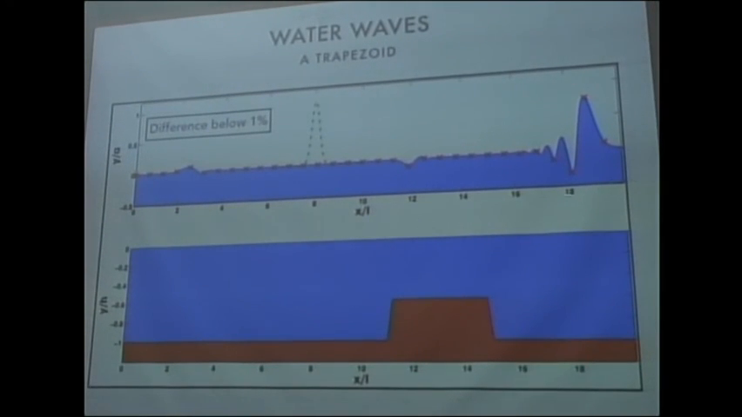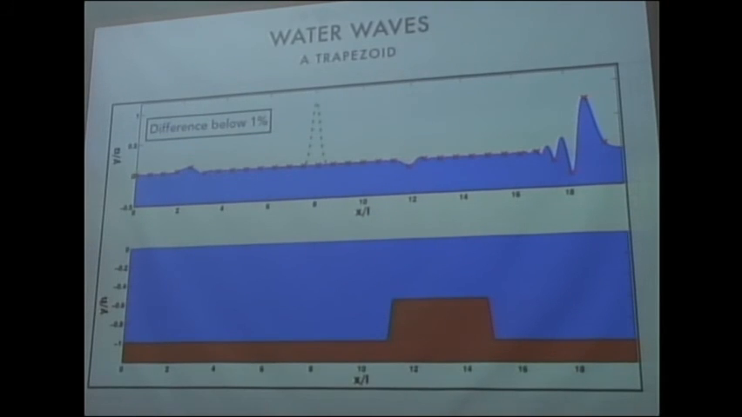And we have interesting features. For example, we have this dispersive tail, so these waves coming out of the wavefront, and we have reflected waves that occur as the wave passes over the edges of the obstacle.